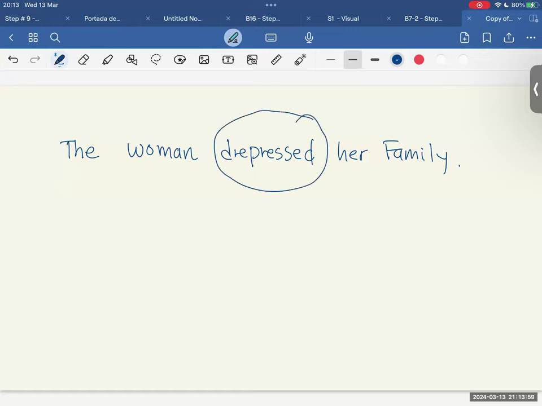Pongan atención, ¿es un adjetivo o es un verbo? Adjective or verb? Adjective. Are you sure? Si es un adjetivo, ¿cuál es el verbo? Ninguno. It's a verb. Entonces, es un verbo en pasado en este caso, right? ¿Cuál sería, in Spanish, what is it? La mujer estaba depresiva por su familia, algo así. No. ¿El verbo en pasado? ¿Deprimir en pasado? Depresiva. No, ese es un adjetivo.